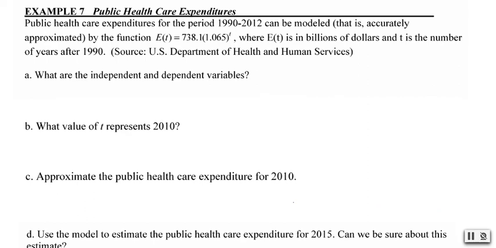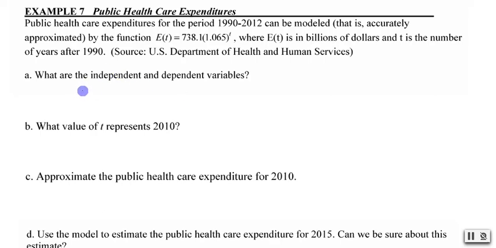All right, public health care expenditures for the period 1990 to 2012 can be modeled, that is accurately approximated, by this function E of t equals 738.1 times 1.065 to the t, where E of t is in billions of dollars and t is the number of years after 1990. So what are the independent and dependent variables?